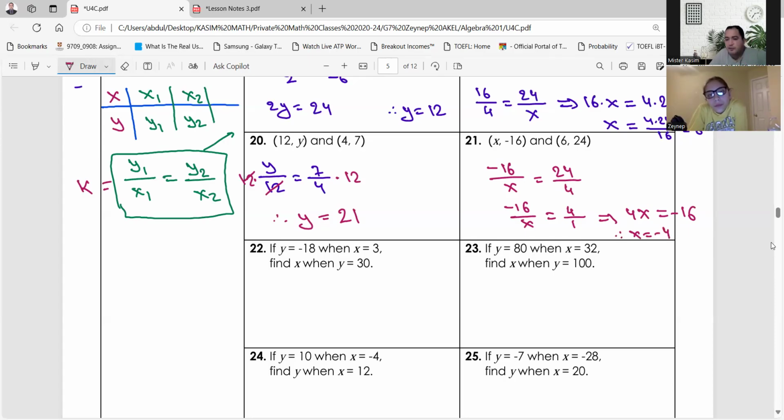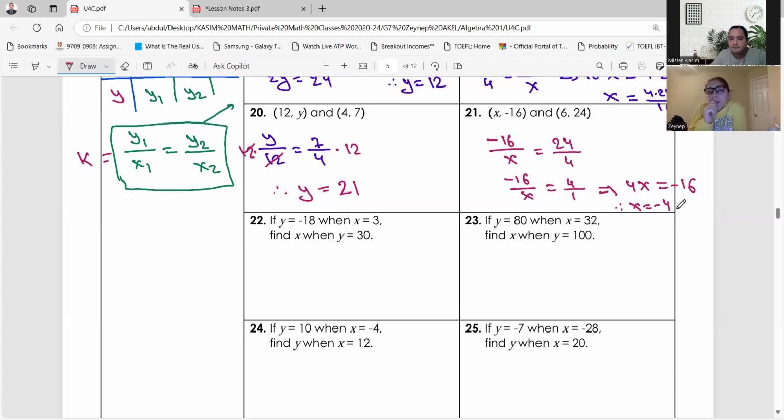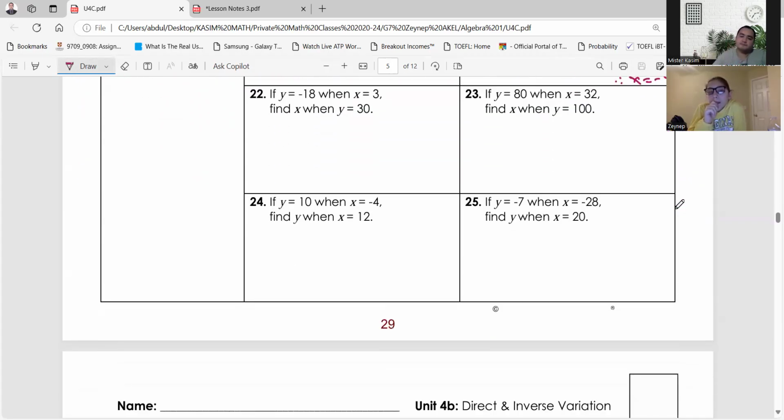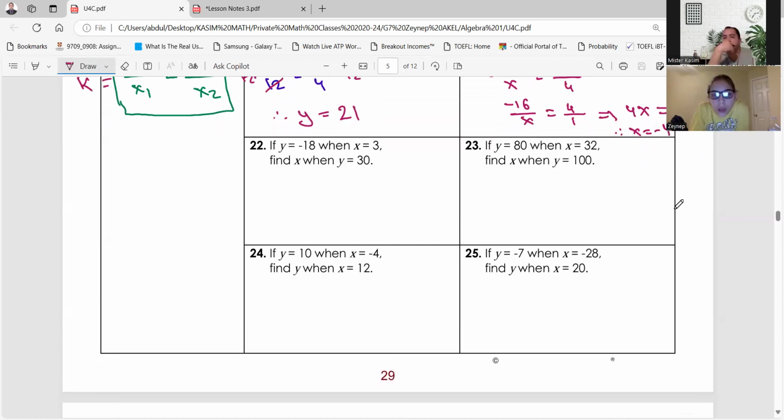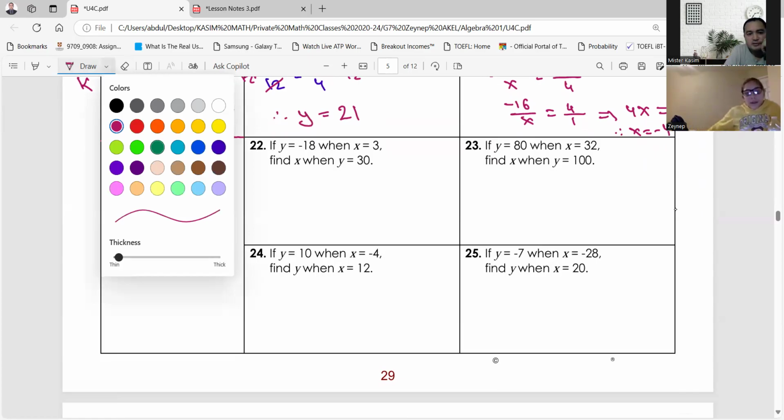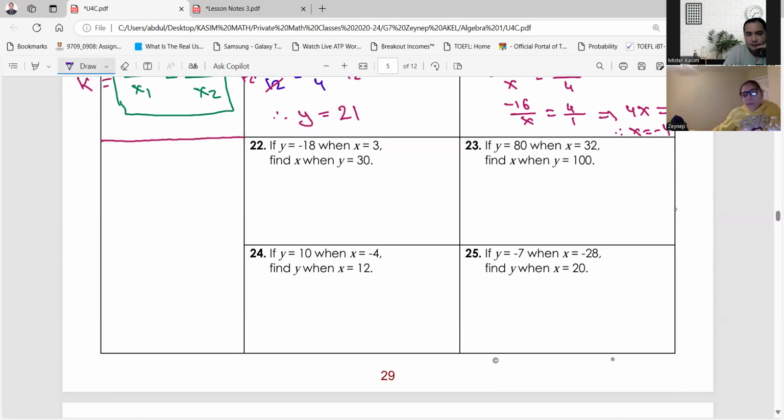Okay. 22. Read it. If y equals -18 when x equals 3, find x when y equals 30. This kind of question, Zeynep, I suggest you make a table, just to understand. It really makes your understanding better. It's saying that y is equal to negative 18 when x equals 3. So when x is equal to 3, y is negative 18.